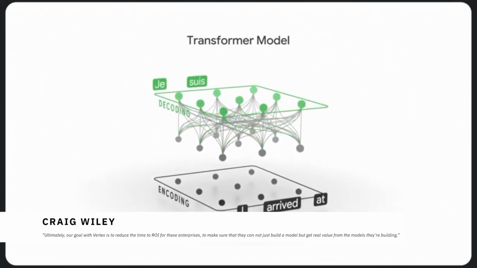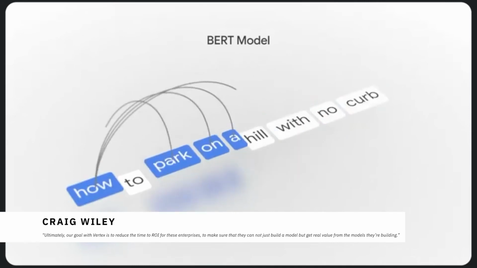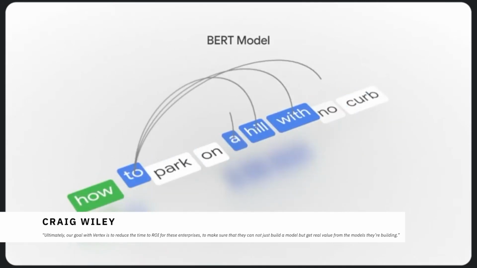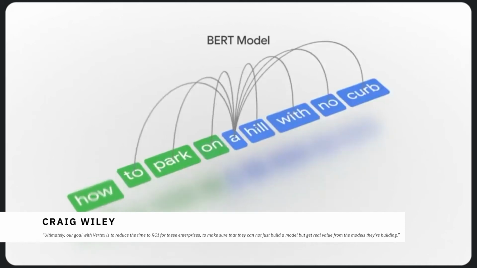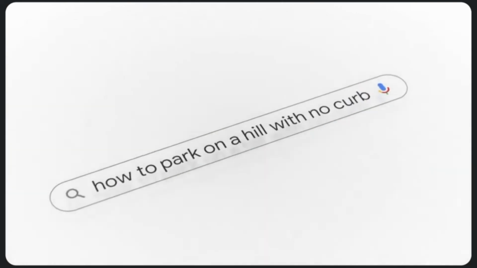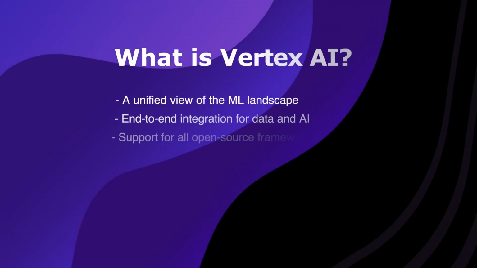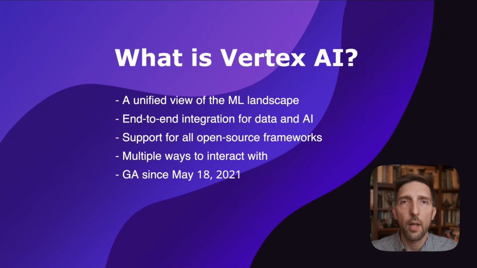Craig Wiley, the Director of Product Management for Google Cloud's AI platform, said, "Ultimately, our goal with Vertex is to reduce the time to return of investment for these enterprises, to make sure that they can not just build a model, but get real value from the models they are building." So trust me when I say Vertex AI is worthy of your attention. So let's get started. Vertex AI brings together the Google Cloud services for building ML under one unified UI and API.